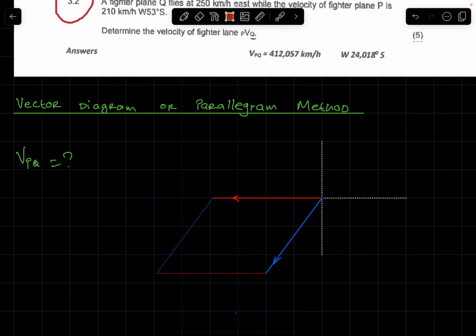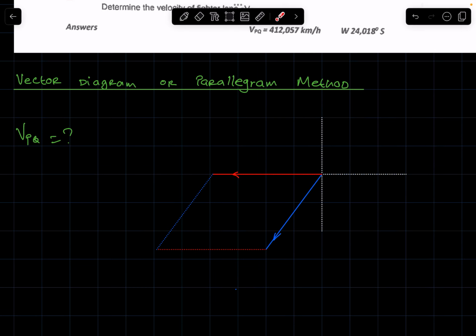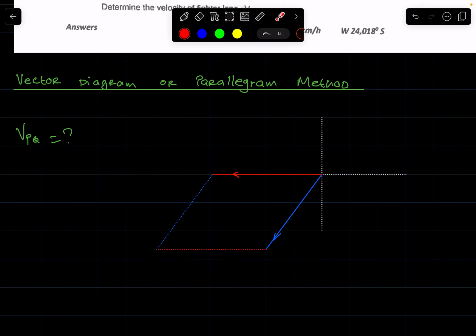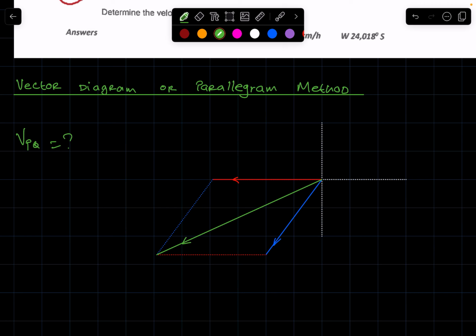Make them dotted, because essentially our vectors here are this one and this one. These are just copies of the two vectors, so you make them dotted lines. Where those two meet, that is where your resultant is going to be, going in this direction. And there you have your parallelogram complete.